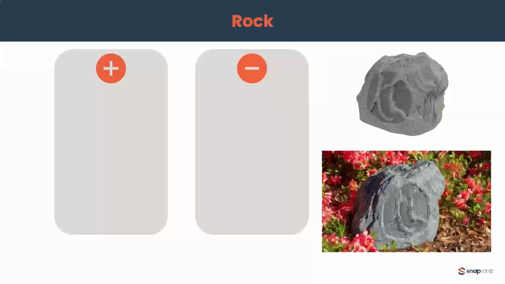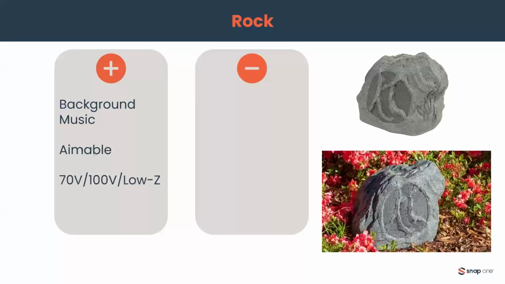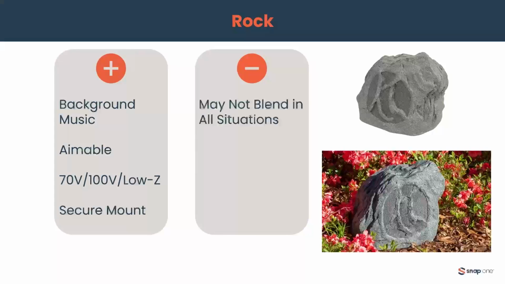All right, next is rock speakers. So these are fiberglass molded speakers that look like rocks. And what's great is they can be placed around maybe like a garden or something like that. Again, great for background music, can be aimed at specific locations if that's what you need. And they are usually available in 70-volt, 100-volt, or low impedance. What's great is there are secure mounting options available for these as well, and they're available in multiple finishes. Some of the potential downsides is they're not necessarily going to blend into every specific environment. And sometimes you may need to add a subwoofer for a fuller sound.